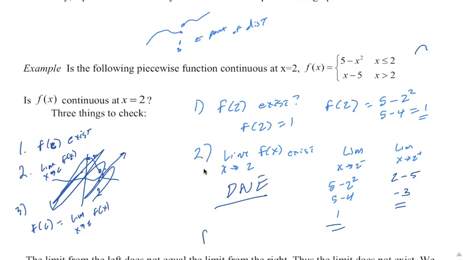So f of x is not continuous at x equals 2. And it failed number 2 because the limits from the left side and the right side didn't match. So it means the limit did not exist.